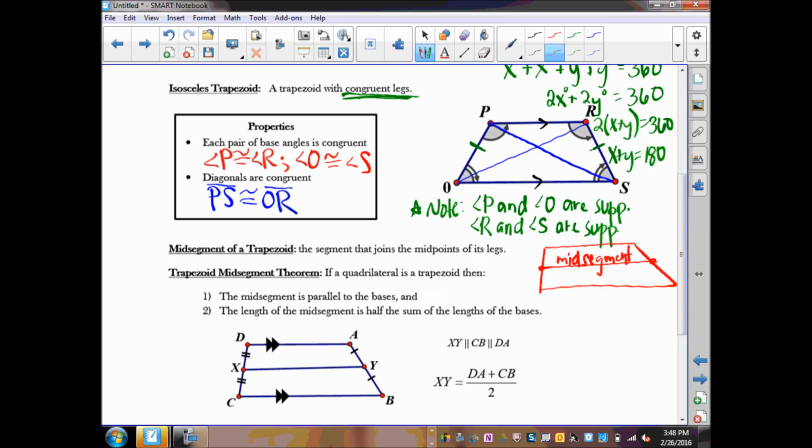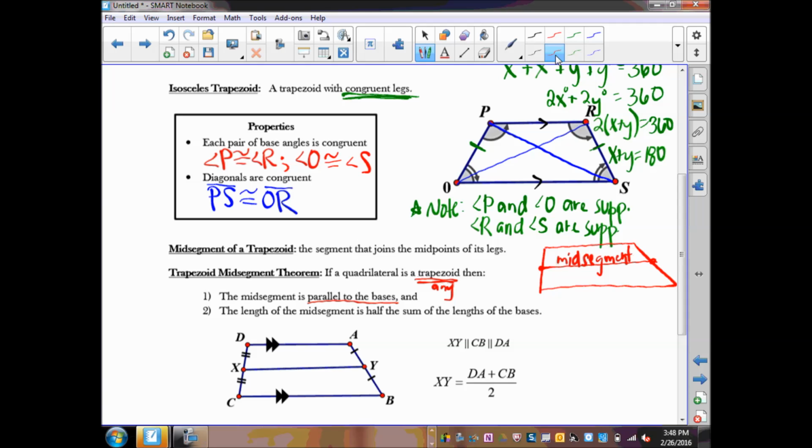Now with that we have the trapezoid mid-segment theorem. And this is true for any trapezoid. It doesn't have to be isosceles. This is true for any trapezoid. So the mid-segment is always going to be parallel to the bases. And the length of the mid-segment is half the sum of the lengths of the bases.